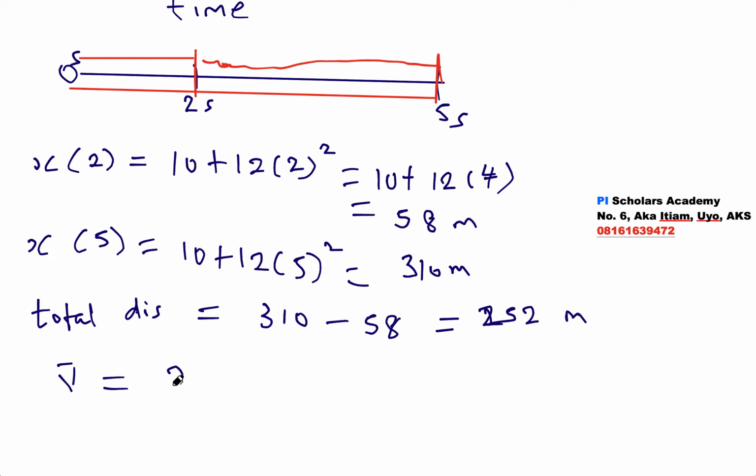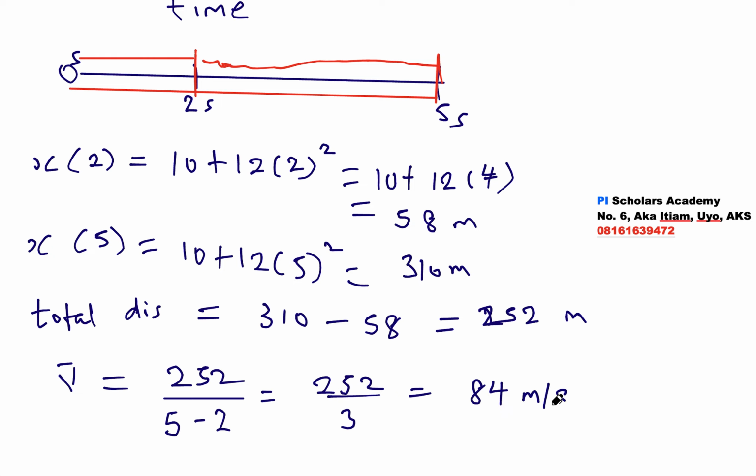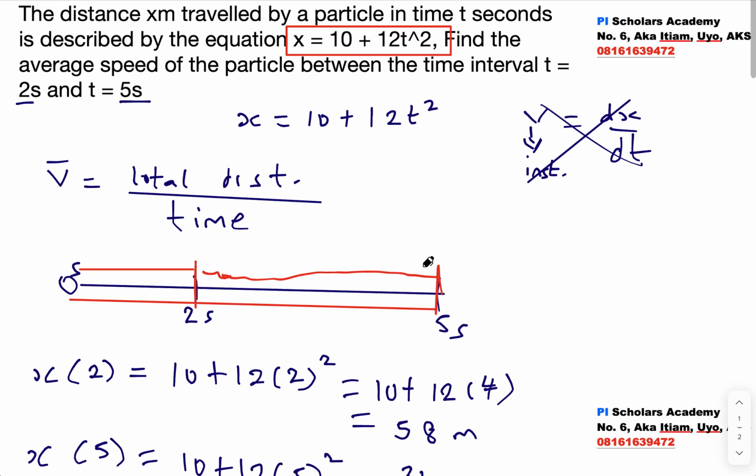So finally, the average speed we are looking for would then be this total distance, which is 252. Since the time taken between that range is between 2 seconds and 5 seconds, that implies 5 minus 2 seconds, so that will be 252 divided by 3. 252 divided by 3 is 84. So this is 84 meters per second, and that is the average speed according to what the question asks.